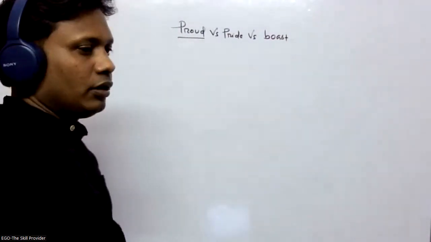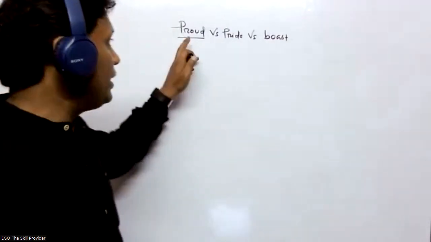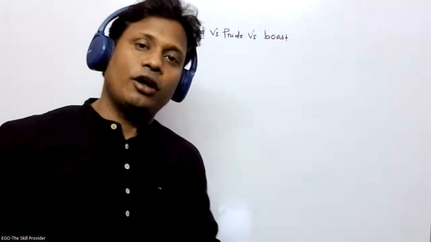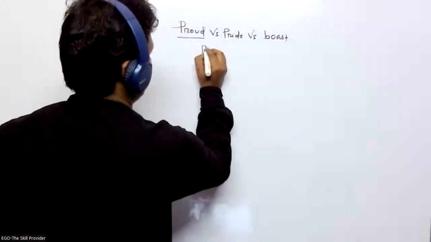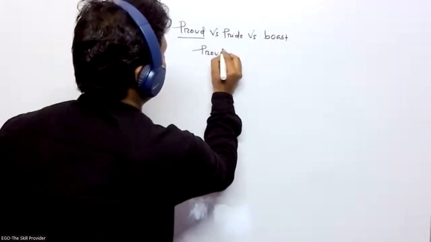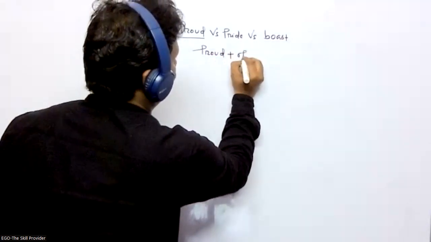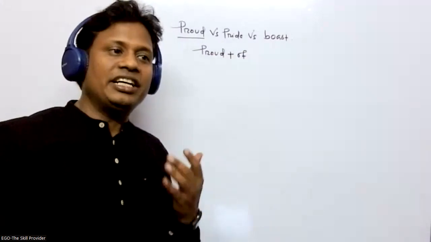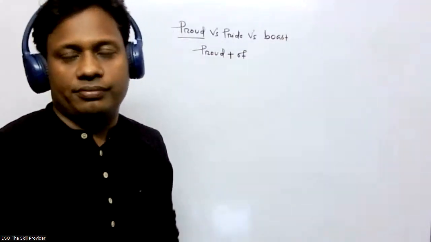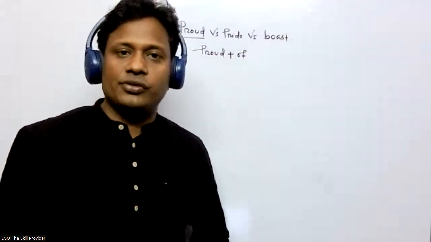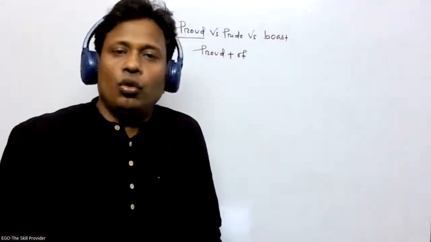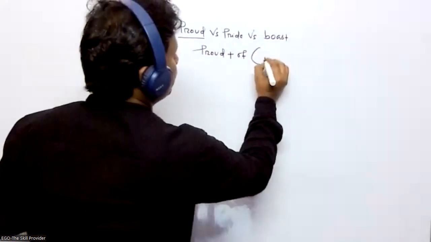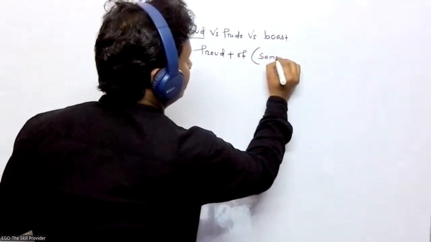Let's start with proud. It is always accompanied by of. It is always proud of. Whenever there is proud, of is automatically added. Without of, the entire sentence structure will go for a toss. You cannot say I'm proud. No, you're proud of something. So you can say I'm proud of something or somebody.